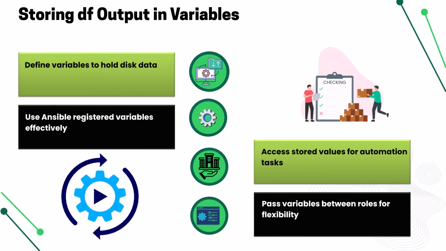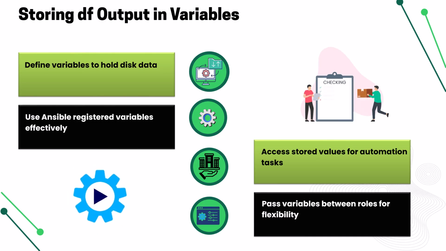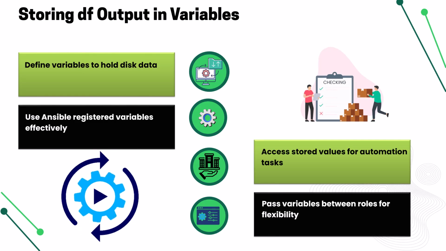Think of variables like tiny data containers. They hold onto your disk stats so you don't have to. Ansible makes storing DF output simple, allowing us to reference key values without rerunning commands. Plus, passing variables between roles keeps everything smooth. So let's put those variables to work and give our automation some real memory.